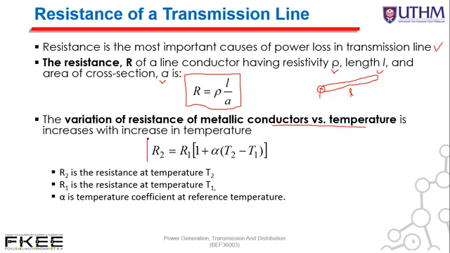The formula for the resistance at different temperature is R2 equals R1 times (1 plus alpha times (T2 minus T1)), where R2 is the resistance at temperature T2, R1 is the resistance at temperature T1, while alpha is the temperature coefficient at the reference temperature.